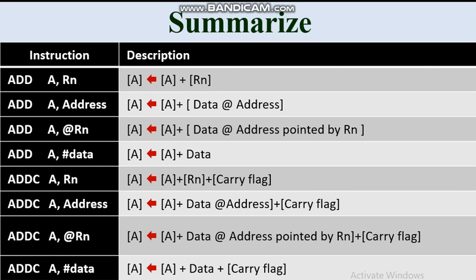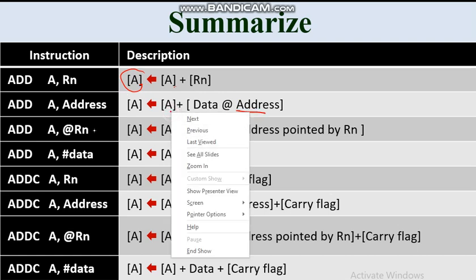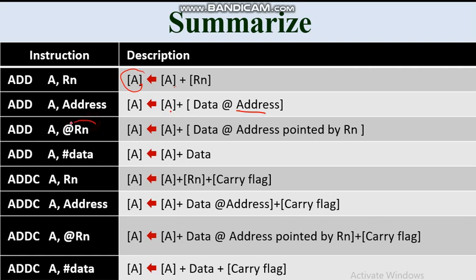If we write ADD A,Rn, that means content of A plus content of Rn, store the answer in A. Meaning of this: take data from the address, that data plus A. Meaning of this: go to the address pointed by Rn, then that data pointed by Rn plus content of A, store in itself. Here the data is given in the instruction itself, so data plus content of A, answer in A.